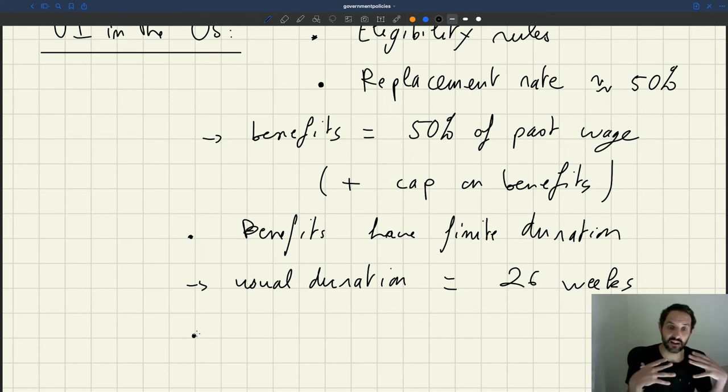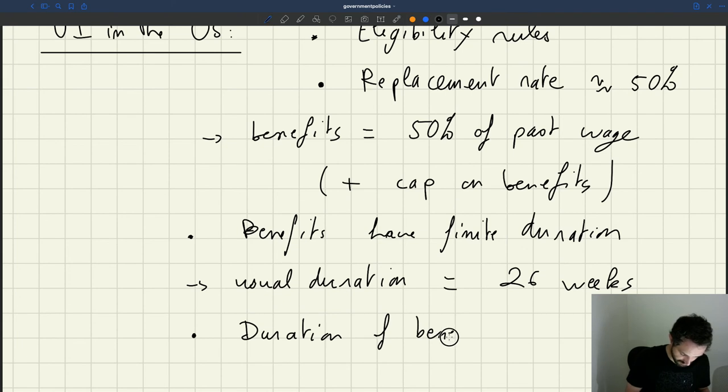What's very interesting about the UI program in the US is that it's the only policy that I'm aware of that adjusts itself automatically over the business cycle. And this is quite nice because, as we'll see when we talk about optimal unemployment insurance, economic theory suggests that UI benefits should move systematically over the business cycle, and indeed in the US that's what happens. The duration of benefits moves systematically over the business cycle, and the duration is actually counter-cyclical. So counter-cyclical means it's long in bad times and short in good times.